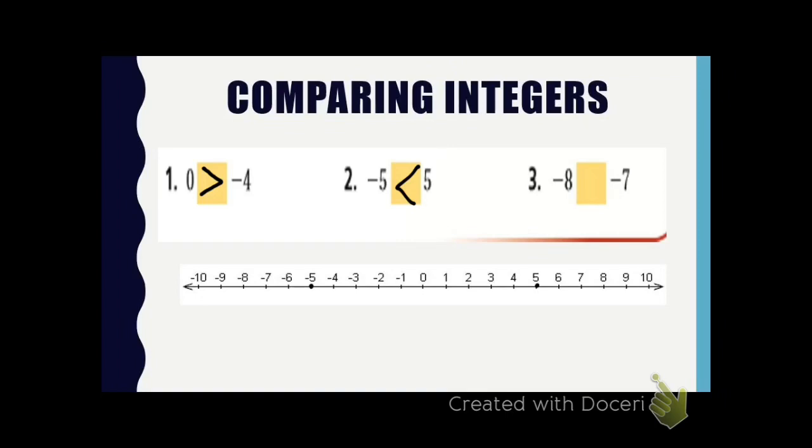All right, let's go ahead. We'll erase those points. Let's go back and let's do -8 and -7. Well, here's -8. Here's -7. They're right next to each other, but one is greater than the other. -8 is further to the left. It's less than -7.